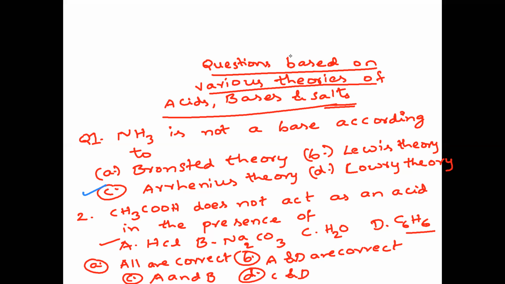So the option for this answer is A and D are correct, because in the presence of sodium carbonate, it behaves as an acid, whereas in the presence of water also it behaves as an acid. But in the presence of HCl and C6H6, it does not behave as an acid, because benzene does not dissolve it. And HCl itself forms H plus ions, so we cannot say from where we got H plus ions. So that's why in the presence of HCl and benzene, it will not act as acid. So this is the answer. A and D are correct.